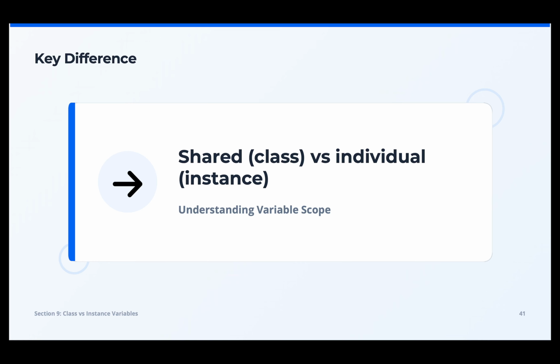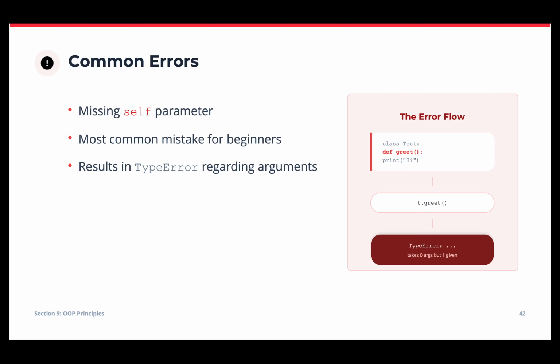Now let's look at shared class versus individual instance. So this is a major distinction in OOP. Class variables are shared while instance variables are individual. You may confuse these two, so it's important to understand that shared values belong to the blueprint while individual values belong to each actual object.